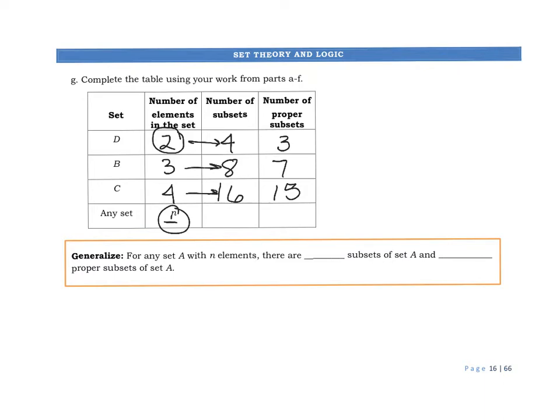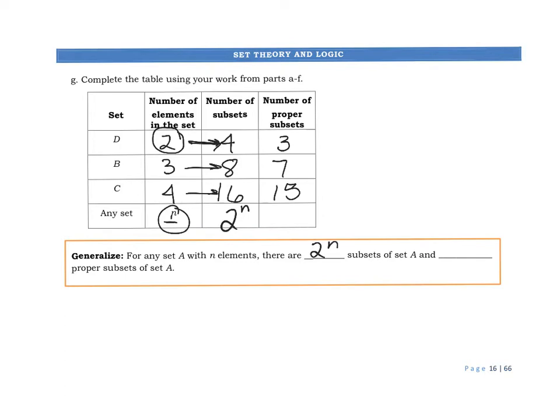So looks like each one of these are, let's see, 2 to the second power is 4, 2 to the third power is 8, 2 to the fourth power is 16. Perhaps that's it. So that's the number of subsets. For any set A with n elements, there are 2 to the n subsets of set A.